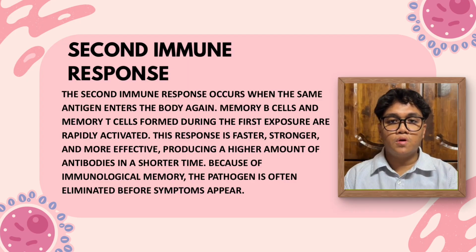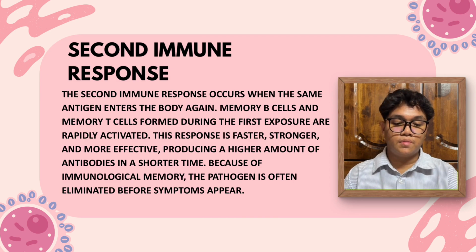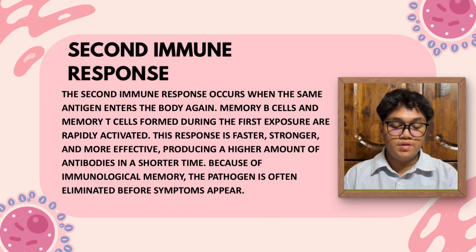Next, I want to talk about the second immune response. The second immune response occurs when the same antigen enters the body again. Memory B cells and memory T cells formed during the first exposure are rapidly activated. This response is faster, stronger, and more effective, producing a higher amount of antibodies in a shorter time. Because of immunological memory, the pathogen is often eliminated before symptoms appear.